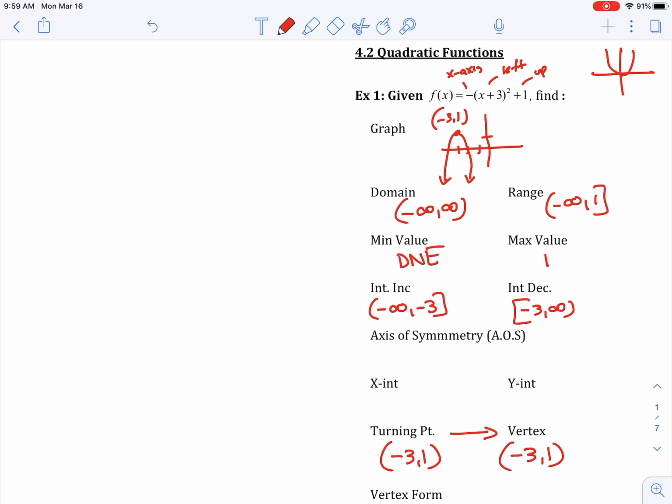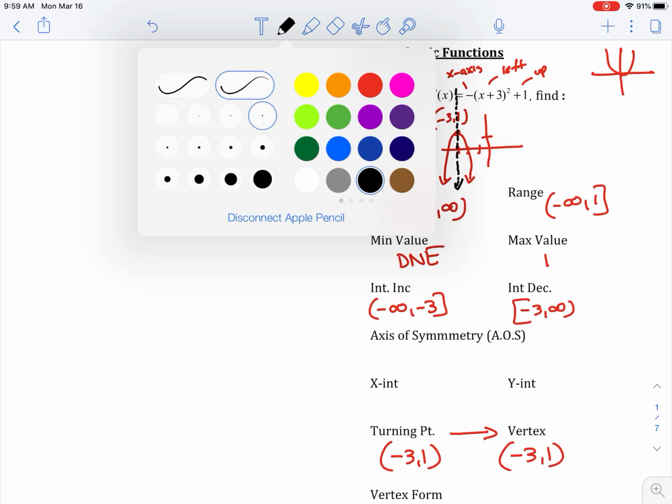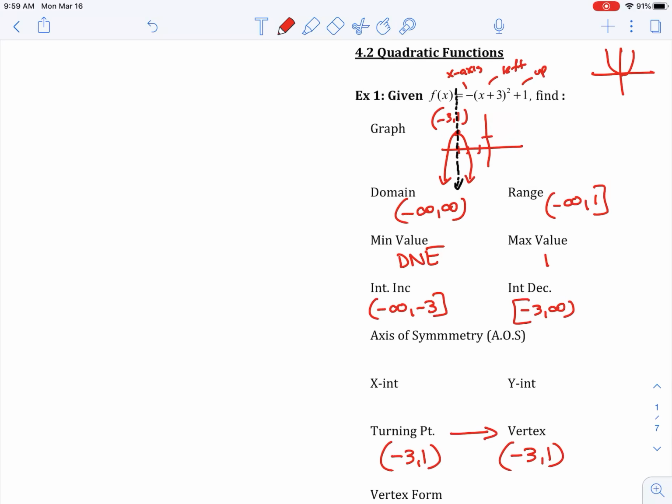We've talked about lines of symmetry. And with our quadratics, with our parabola, we have a specific line of symmetry that cuts right through the middle of our parabola. It goes right through that vertex point. It is a vertical line, and all vertical lines are x equals equations. So our equation for our axis of symmetry is the line x equal to negative 3, the x value of our vertex, which was the negative 3.